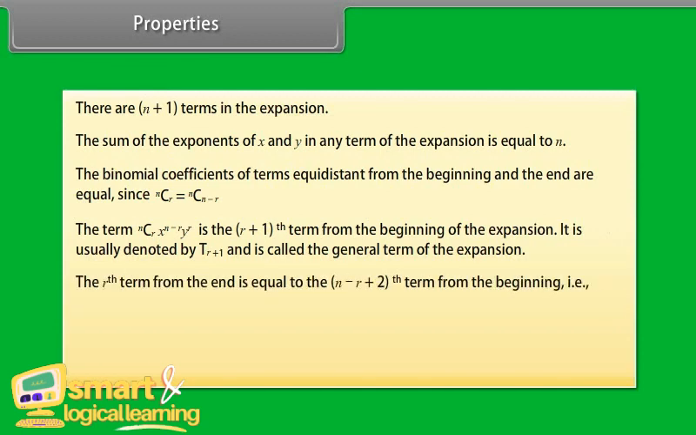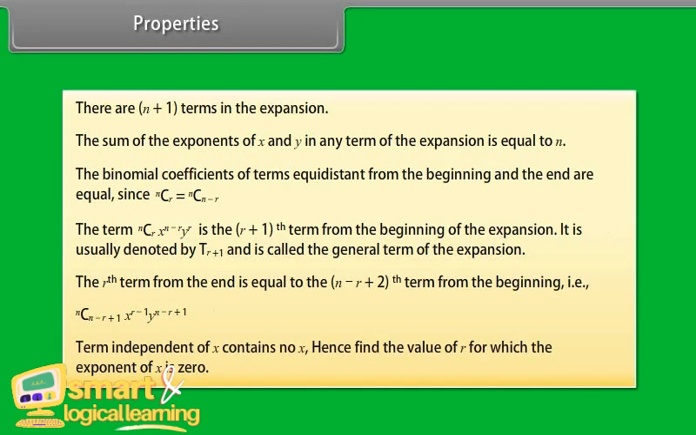The rth term from the end is equal to the (n − r + 2)th term from the beginning, that is nC(n−r+1) xʳ⁻¹ y^(n−r+1). The term independent of x contains no x, hence find the value of r for which the exponent of x is 0.